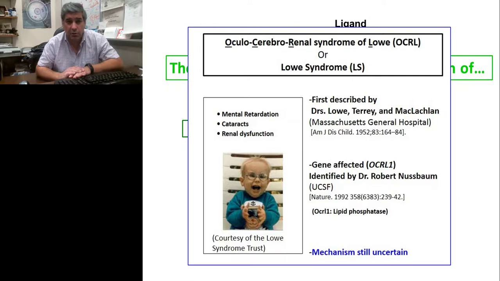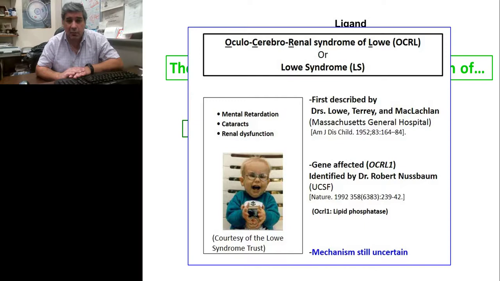symptoms, which is mental retardation, cataracts in both eyes at birth. The babies are very easily recognized for the cataracts at birth, and also renal dysfunction that is detectable very early on, within a month of birth. You can see the composition of the urine is affected, and it gets only worse with age. And unfortunately, it leads to the premature death of these children after adolescence.